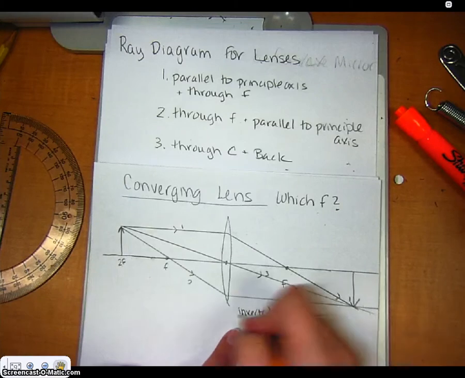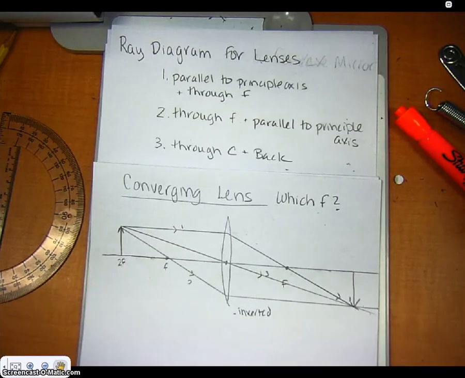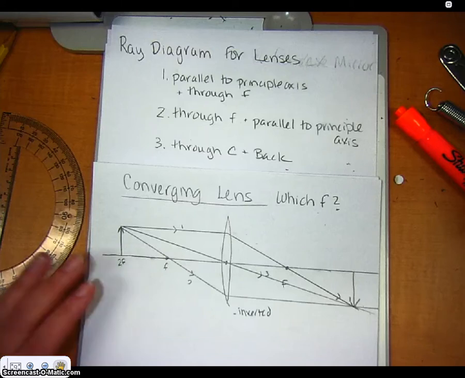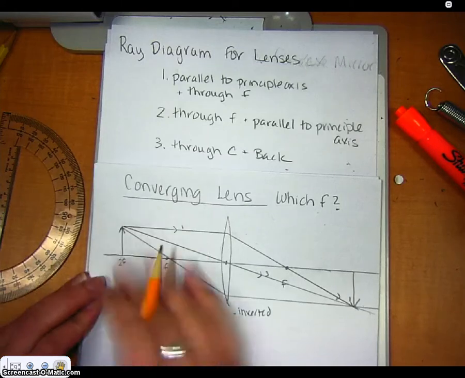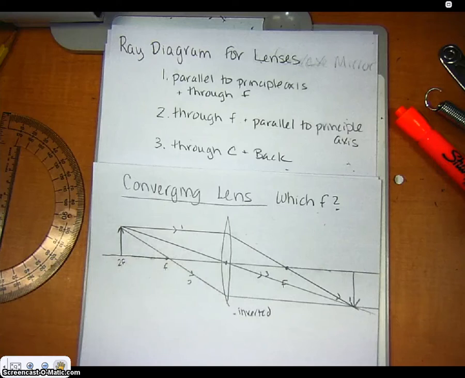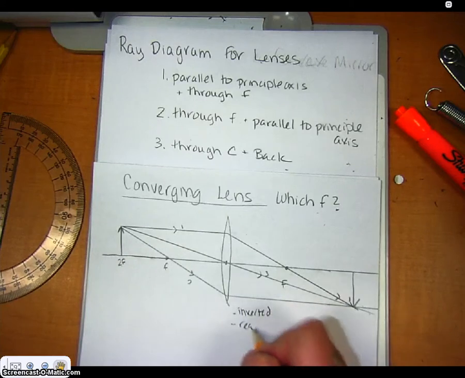Now, the other thing we want to talk about is real versus virtual. Remember, for mirrors, they reflect light, so real images are over here on this side, the same side as the object. However, a lens transmits light, so it should create an image over here. So this is a real image for a lens.